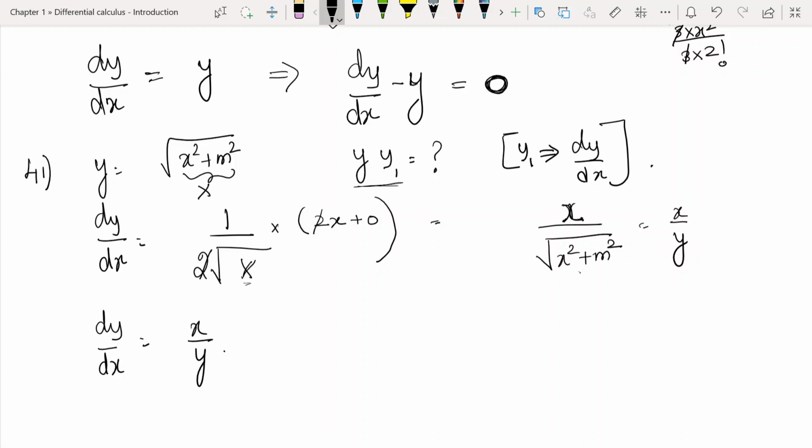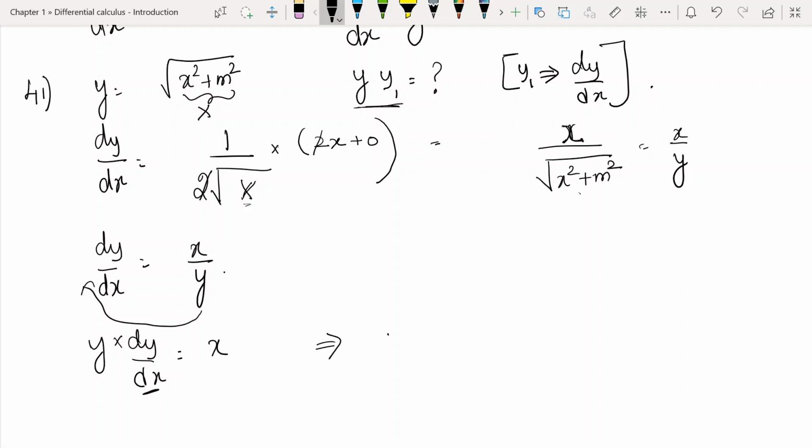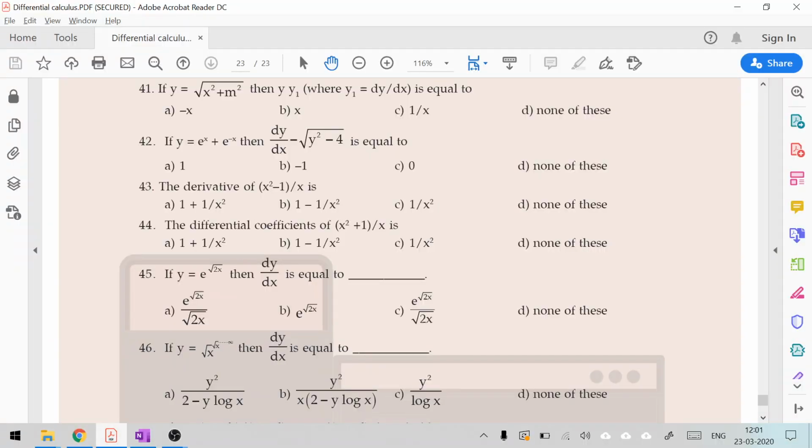So dy by dx is equal to x by y. The question is asking for y1. Now let's take this y to the other side. So y into dy by dx is equal to x. Rather, y into y1 is equal to x. So which option matches with this? Option B.